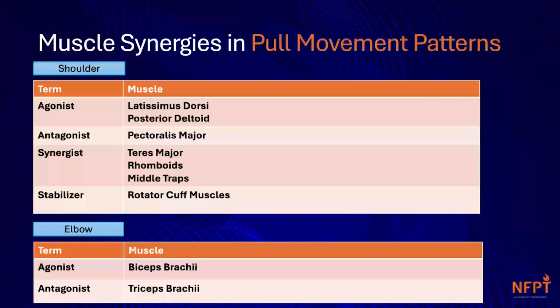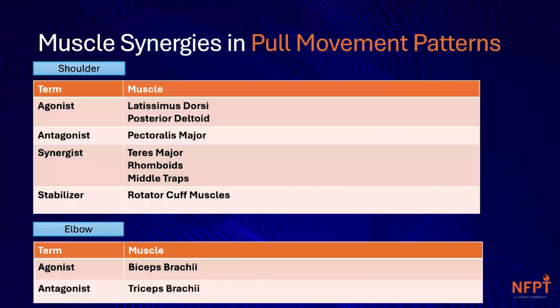Now let's talk about those muscle synergies in the pulling movement pattern. We've got our agonist. Remember, your agonist is the prime mover during the exercise. The muscles responsible for shoulder extension during a pull are the latissimus dorsi and the posterior deltoid. Think of the lats, and it's not just during a lat pull down, but also during a row, because it's that same motion. We're still going into shoulder extension, regardless of whether we're doing a row, a lat pull down, or a pull up. Now, if these are the agonists at the shoulder, then there's an antagonist, and the antagonist here is your pectoralis major.